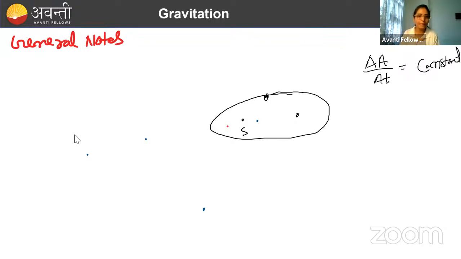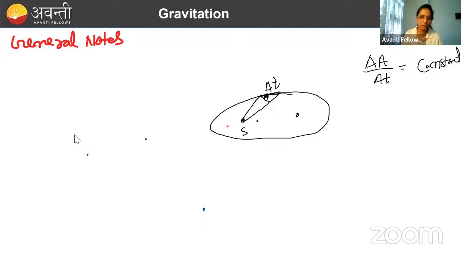Now, if you go on to calculate delta A by delta T, that you must try. Okay? So what we will be getting here, if you're going to do this, suppose my planet is here, and in delta T time, it is covering this much of arc. Okay? So if I have taken this delta T to be very small, how much area is it covering?